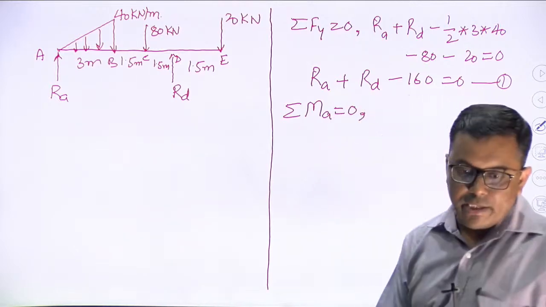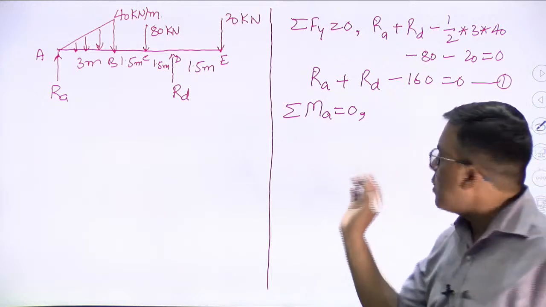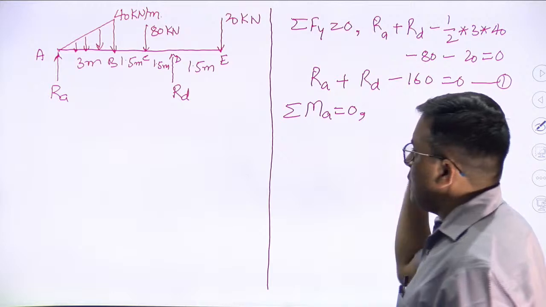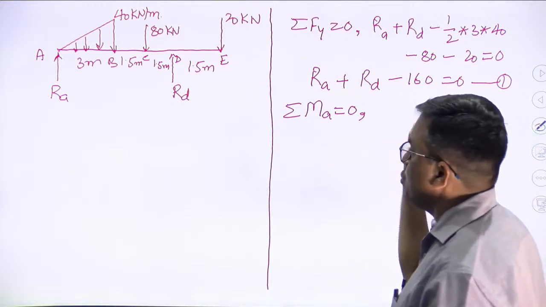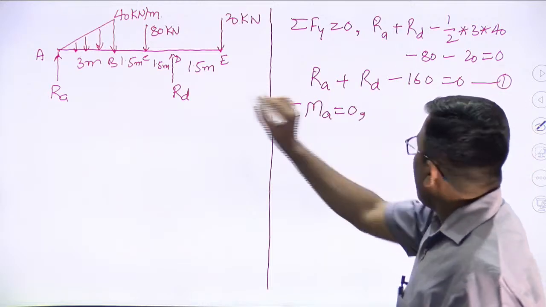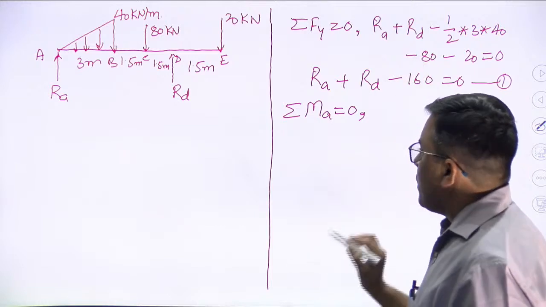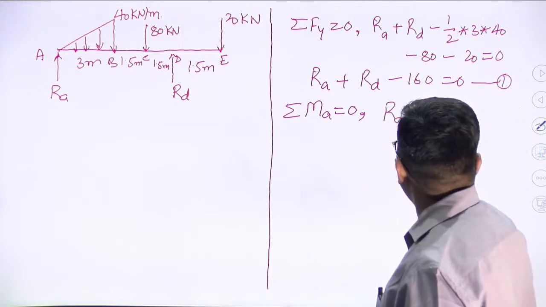It means the algebraic sum of all the moments about point A equals 0. This is well known. I am not putting much focus on this because we know how to find support reactions; lectures have already been done. So now I am writing: due to RA, the moment about point A will be 0, and due to RD, how much will it be?